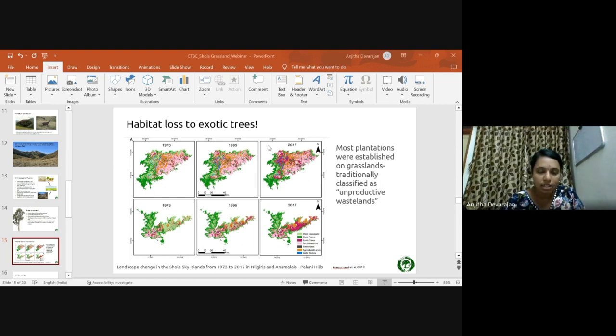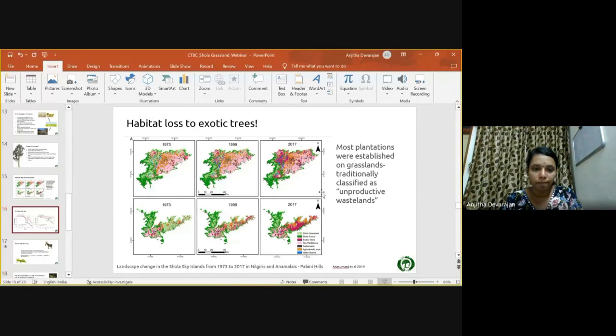In the first three figures, we have the situation of Anamalais and Nilgiris, and below that we have the situation of the Anamalai-Palani region. So in both these large landscapes, we can see that exotic trees are expanding. Coming to the next slide.